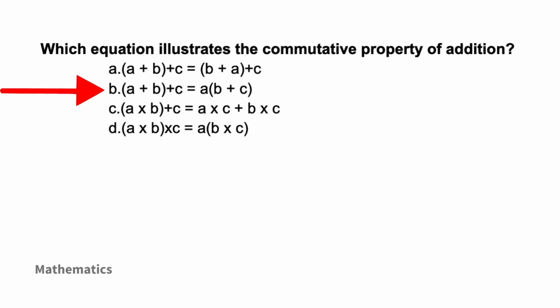Option B is incorrect, as it suggests actually the distributive property. Option C represents the distributive property, not the commutative property. And then option D shows the associative property of multiplication, not the commutative property. Therefore, option A is correct.